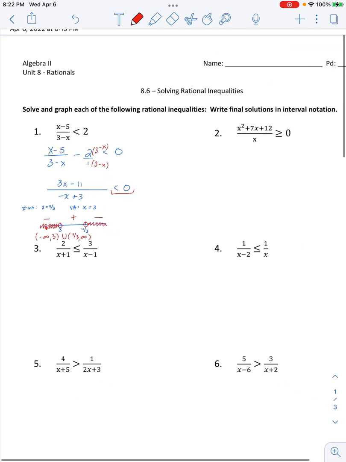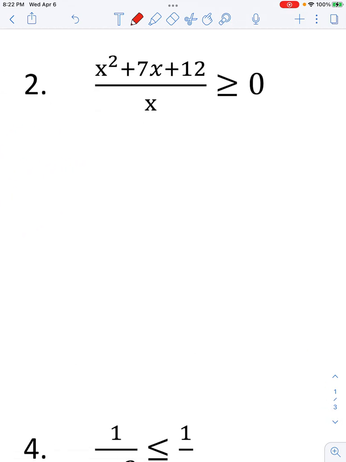All right, let's look at number 2. So this one's already done for you. It's already all on one side. It's already one fraction, so it's ready to go. So what we're going to first do is identify any x-intercepts or vertical asymptotes. In order to do those, I'm going to make sure we factor everything we can. And on the top, we can factor x plus 3, x plus 4. So here I have two x-intercepts, -3 and -4, and then I have a vertical asymptote at 0.